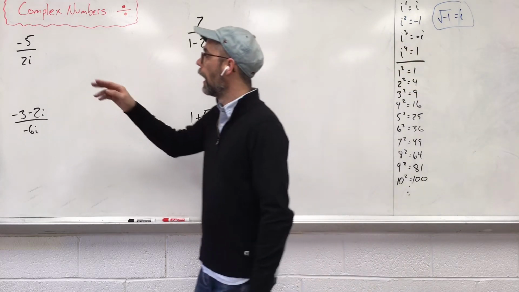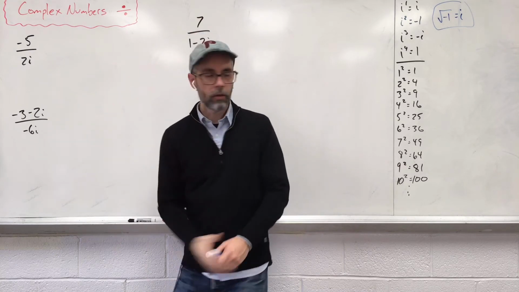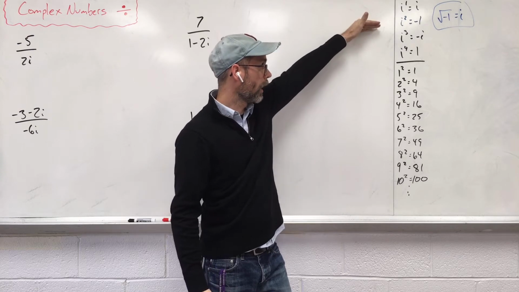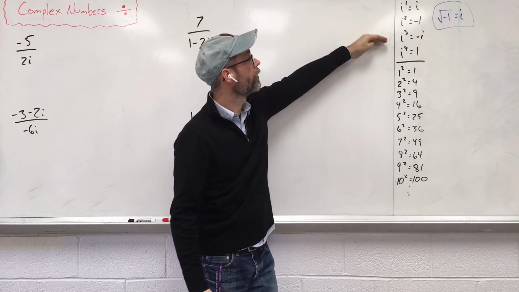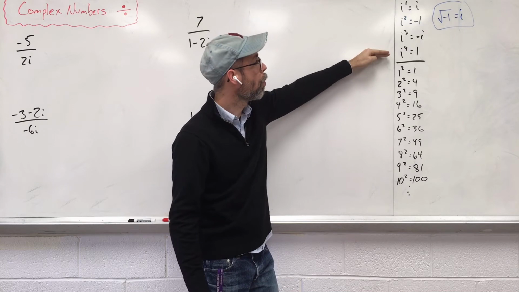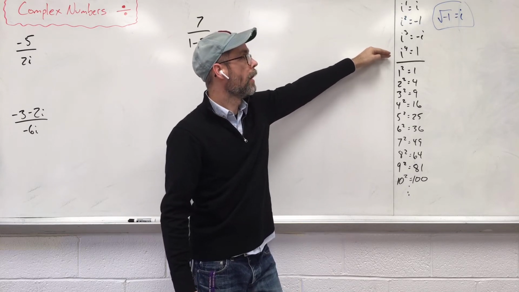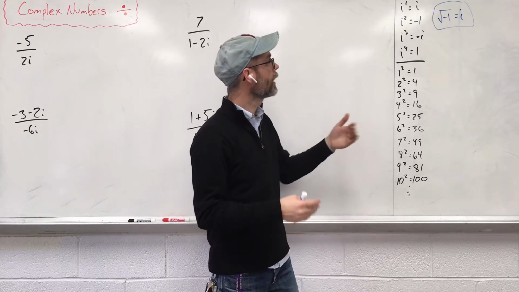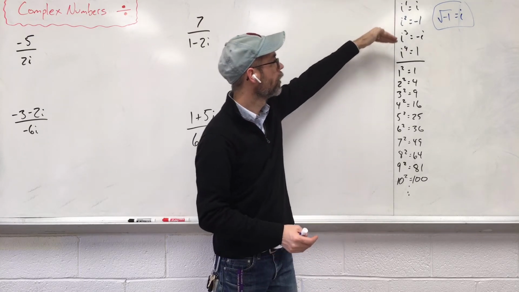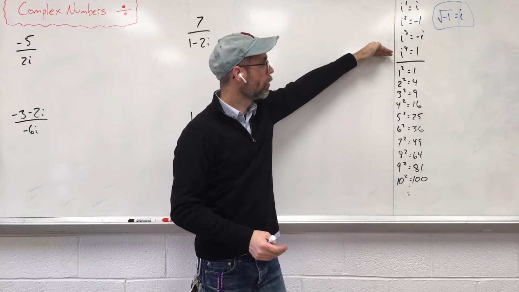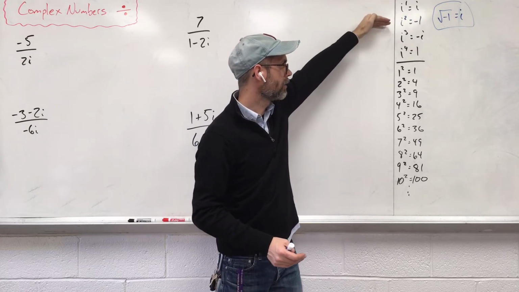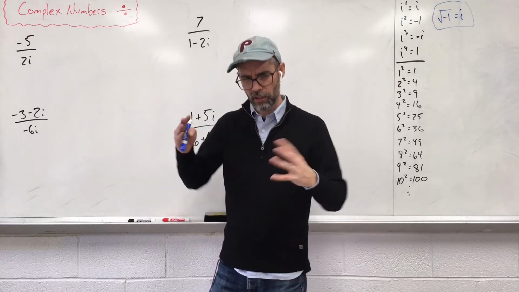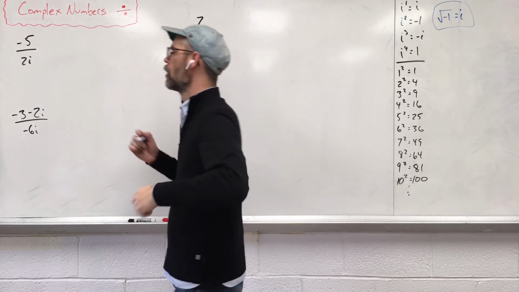So I need to go back to my list of i's. I know I have i to the first is i, i squared is -1, i to the third is -i, i to the fourth is 1. So if I want my i's to disappear, no longer want an i there, I want it to turn into either a -1 or a 1. So I'm looking to try and get i squared or i to the fourth on the bottom when we change things, okay?